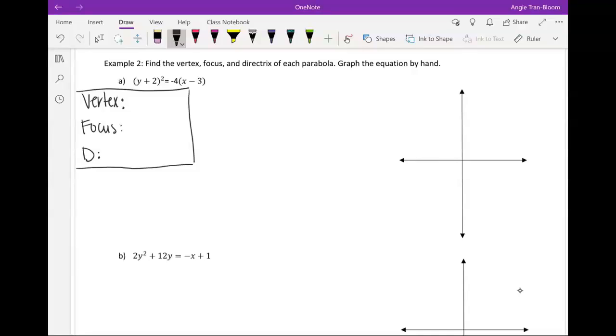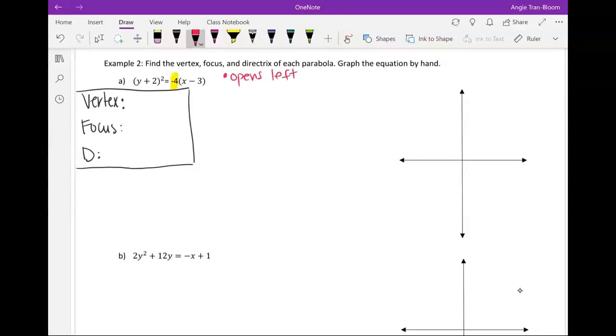So 2a, (y + 2) squared equals -4 times (x - 3). Because your y variable is being squared, we know that it will either open to the right or the left. And this is negative, so we know for sure that it opens to the left.